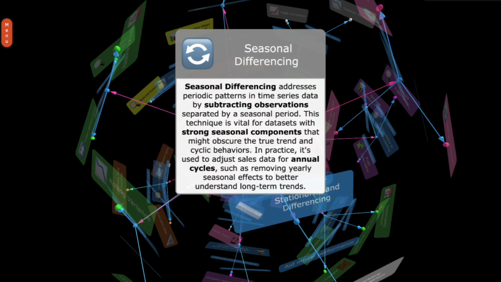Seasonal differencing addresses periodic patterns in time series data by subtracting observations separated by a seasonal period. This technique is vital for datasets with strong seasonal components that might obscure the true trend and cyclic behaviors. In practice, it's used to adjust sales data for annual cycles, such as removing yearly seasonal effects to better understand long-term trends.